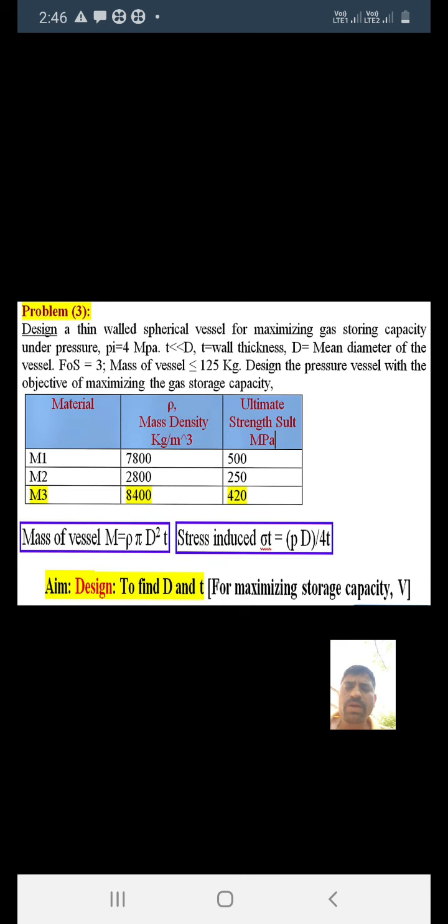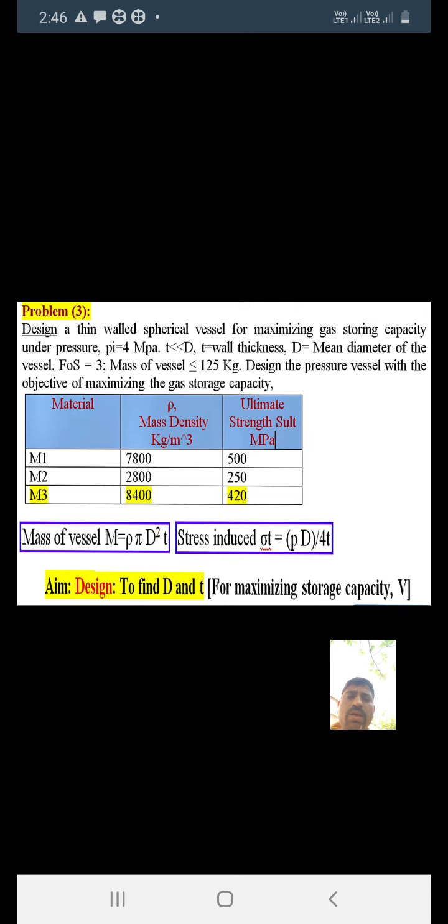See here you are given three materials: M1, M2 and M3. For those materials the mass density rho and ultimate strength SUT are given. And you know the mass of the vessel m is equal to rho into pi into d square t, and the stress induced in the vessel sigma t is equal to Pd divided by 4T. Already we have seen these equations in the pressure vessel unit number 4.